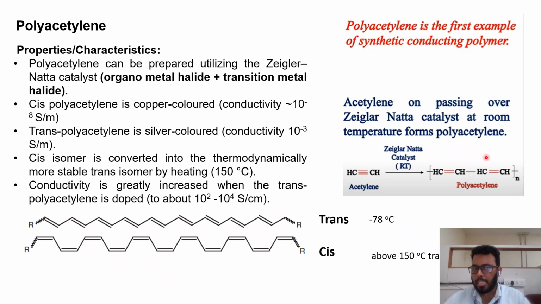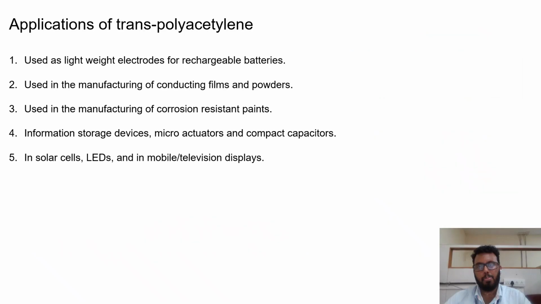So this is the first example of a synthetic conducting polymer. We can take acetylene, put in the Ziegler-Natta catalyst, and heat it, and polyacetylene will be formed. The triple bond will be converted to a double bond, so alternate double bonds will be present. And by heating to 150 degrees, the cis form can be converted to the trans form, which is highly thermodynamically stable.